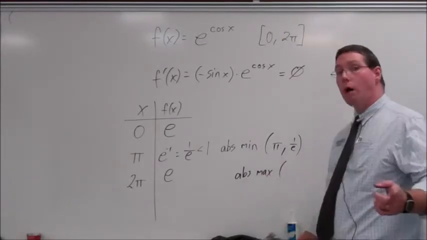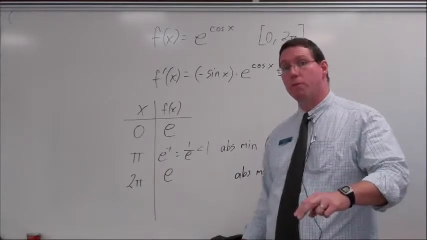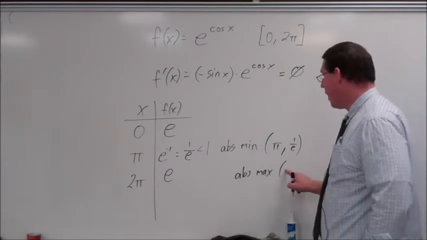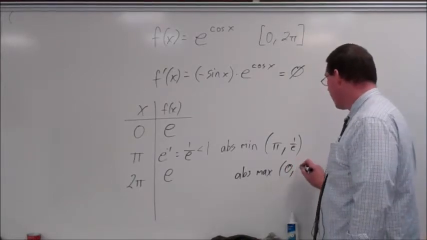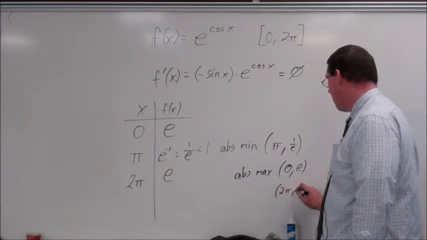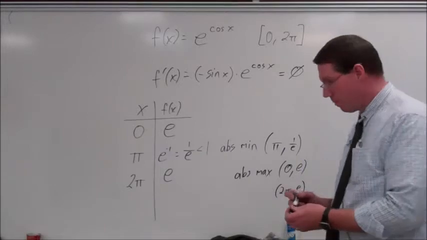Now, if you gave me 1, I'm okay with that. You should identify both, but if you gave me just one of them, I'll give you your points, okay? The absolute maximum, there's an absolute maximum at 0, e, and there's also an absolute maximum at 2 pi, e, and that is the end of that problem, okay?